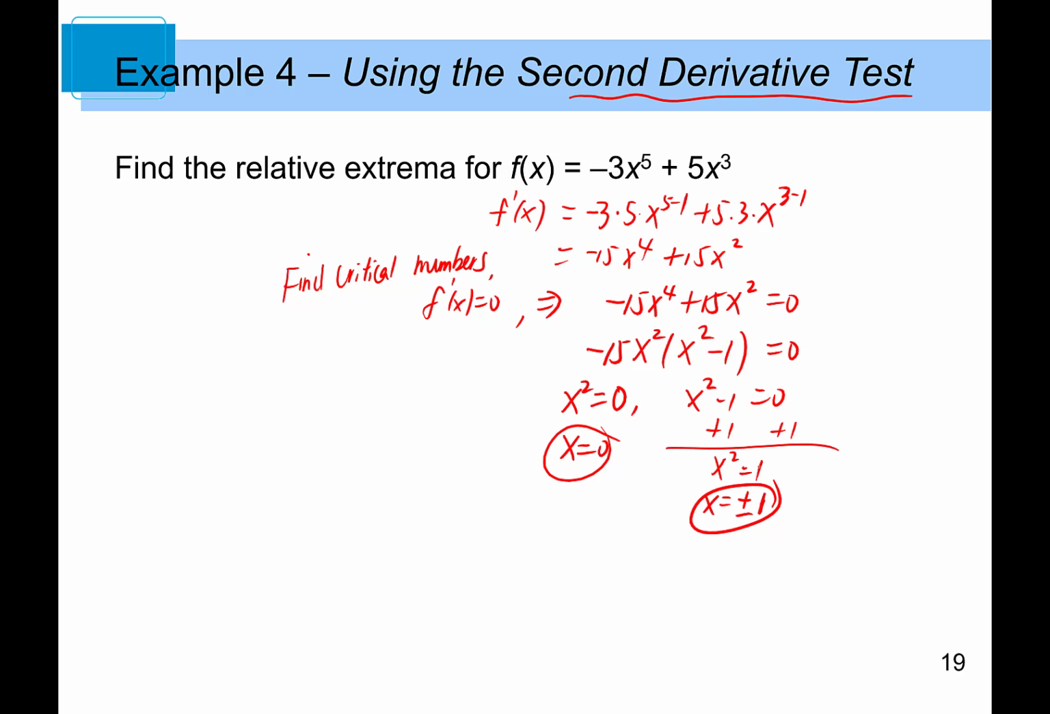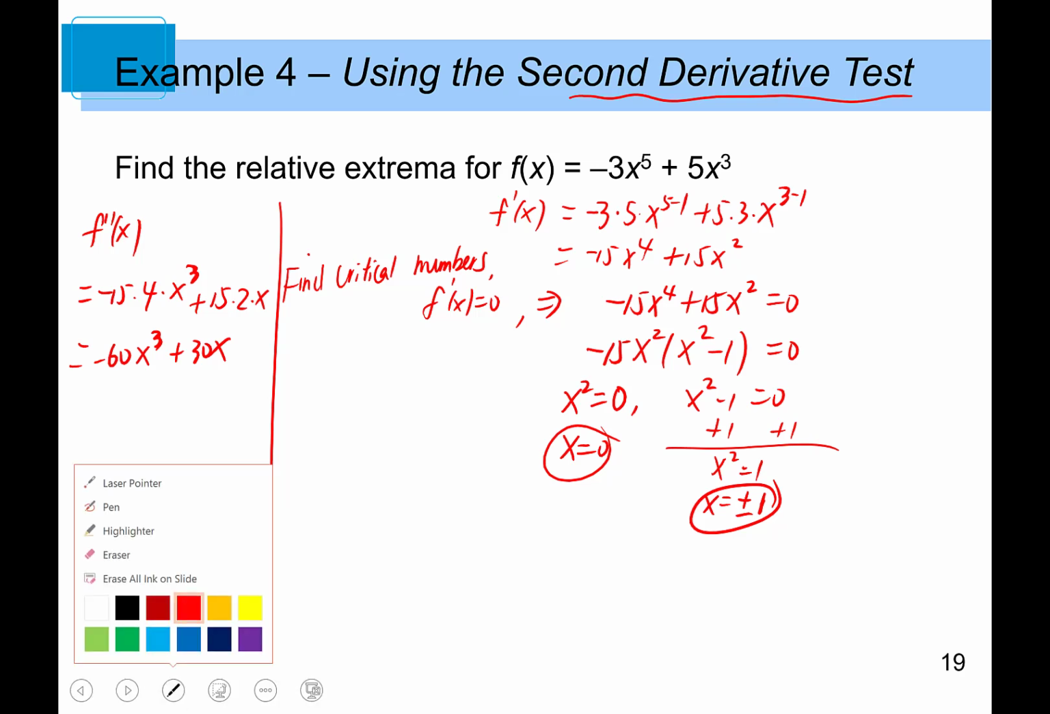The next step, we've got to find the second derivative. F double prime of x equals the derivative of the first derivative. So we get negative 15 times 4 times x to the third. Using the power rule, 15 times 2 times x. Then we get negative 60x cubed plus 30x. After that, we can start testing the intervals.